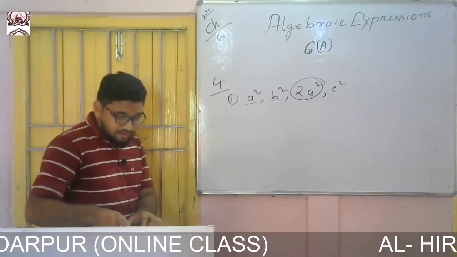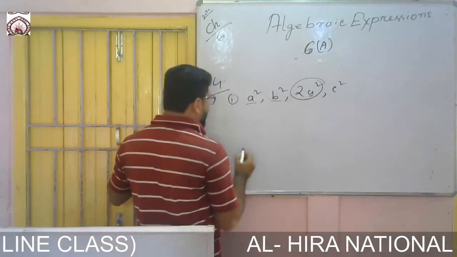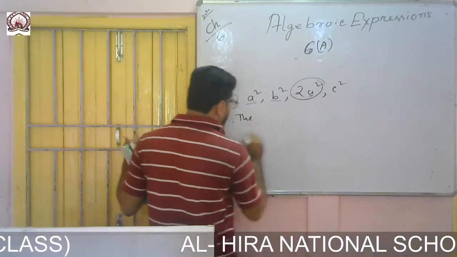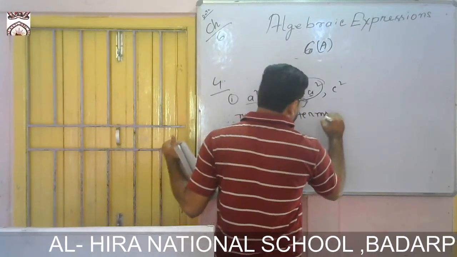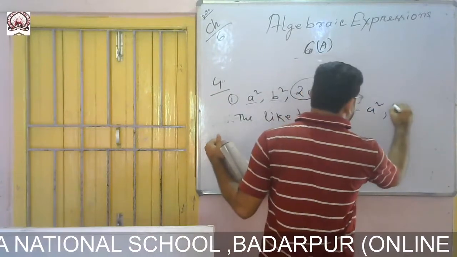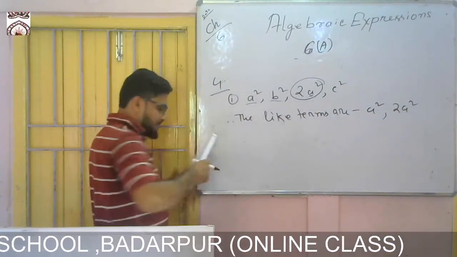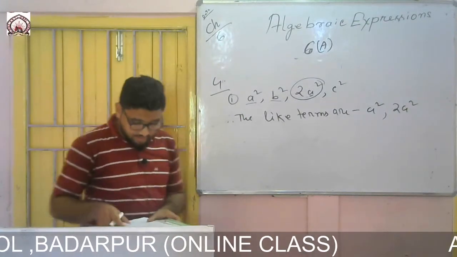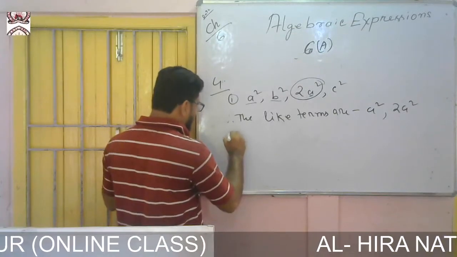So here the like terms are only a square and 2a square. Therefore the like terms are a square, twice a square. Okay, now come to question number 2.